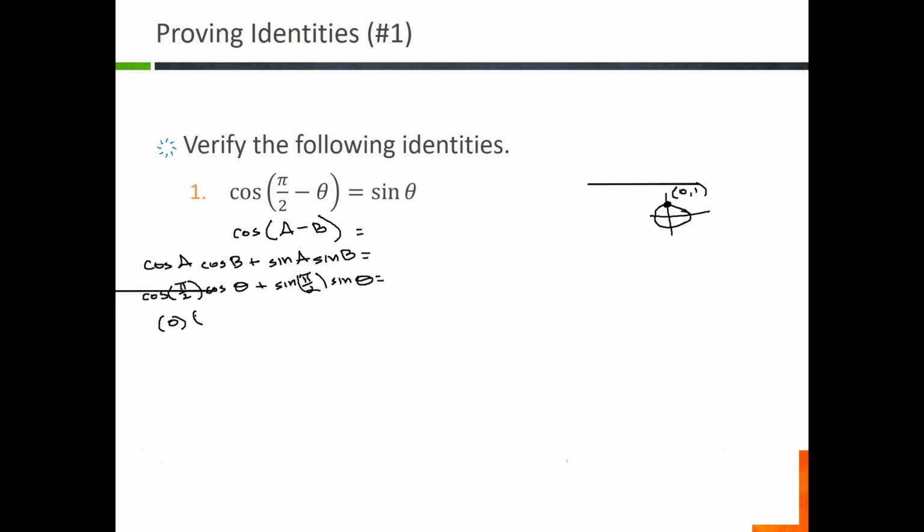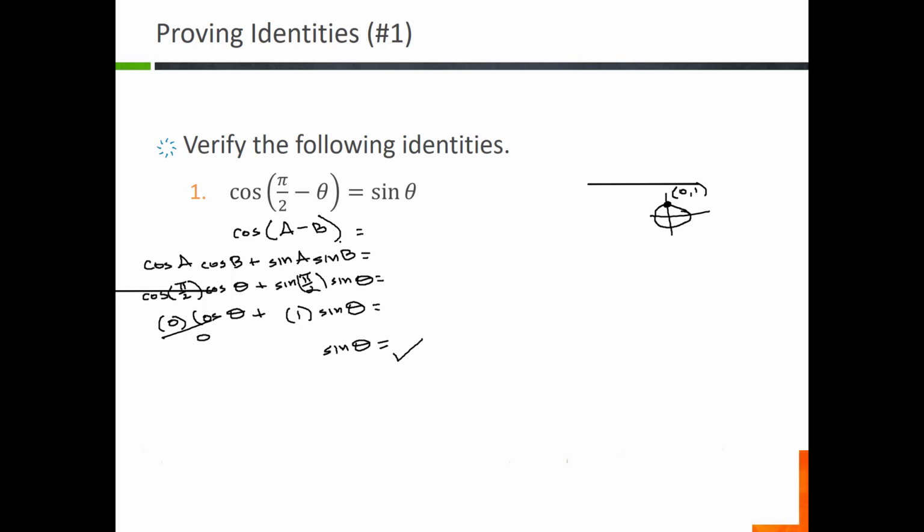Sine, we're just stuck then with the cosine of theta, plus the sine of pi over 2, which is the y-coordinate, that's a 1. So we have a 1 times a sine of theta. So 0, this is just all gone, that's just a 0, and 1 times sine of theta is in fact sine of theta. So we're able to show, so we actually just proved one of the complementary identities.